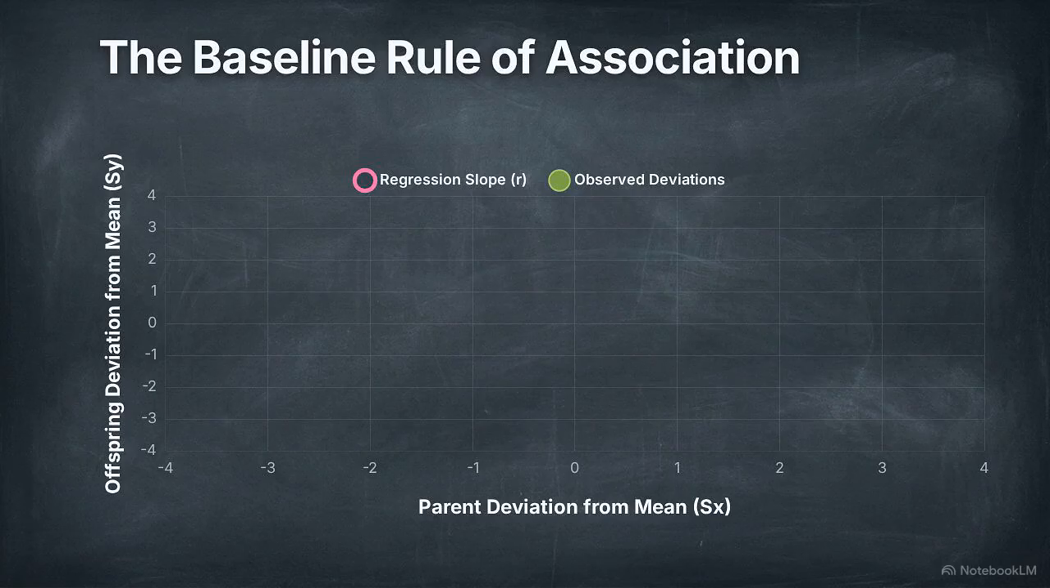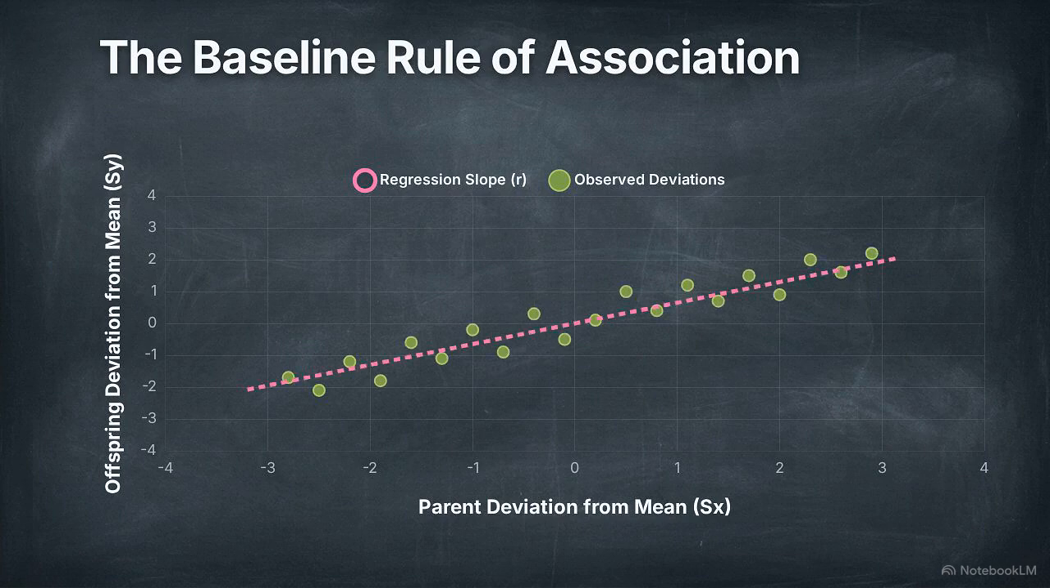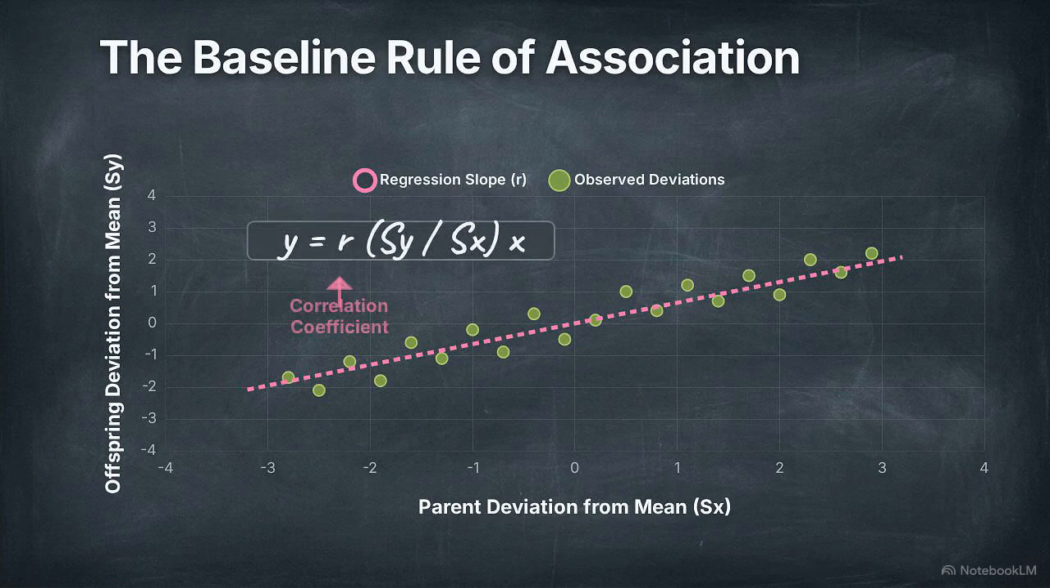We map this using the deviation equation. Y equals R times SY over SX times X. Here, R is the correlation coefficient, our baseline rule of association.